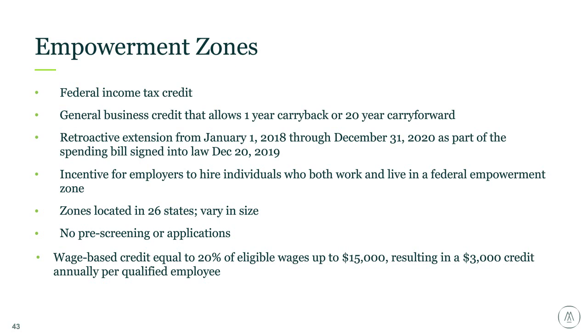There are no pre-screening or applications required for this program. And the credit is equal to 20% of eligible wages up to $15,000, resulting in a $3,000 credit annually per qualified employee. So an employer can take the credit each year the employee continues to live and work in the same zone.